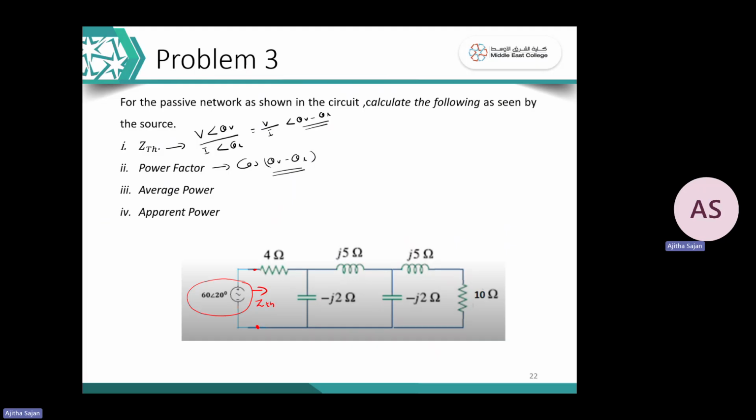Okay. Now next one, average power. You're all familiar with the equation of average power. What is the P average equation? P average is equal to half Vm Im cos theta V minus theta I. This cos term is nothing but the power factor, right? Now, you have Vm because 60 angle 20 is given. So surely your Vm will be 60, and the corresponding theta V will be angle 20. So now you know Vm, but you don't know Im, right? But you know the equation: I should be equal to V divided by Z. You know V, you know Z. Z is ZTH, and V is the source voltage, the only voltage source. So surely you are going to get the corresponding I. Once you get I, you can calculate the average power by using the same formula as previous.